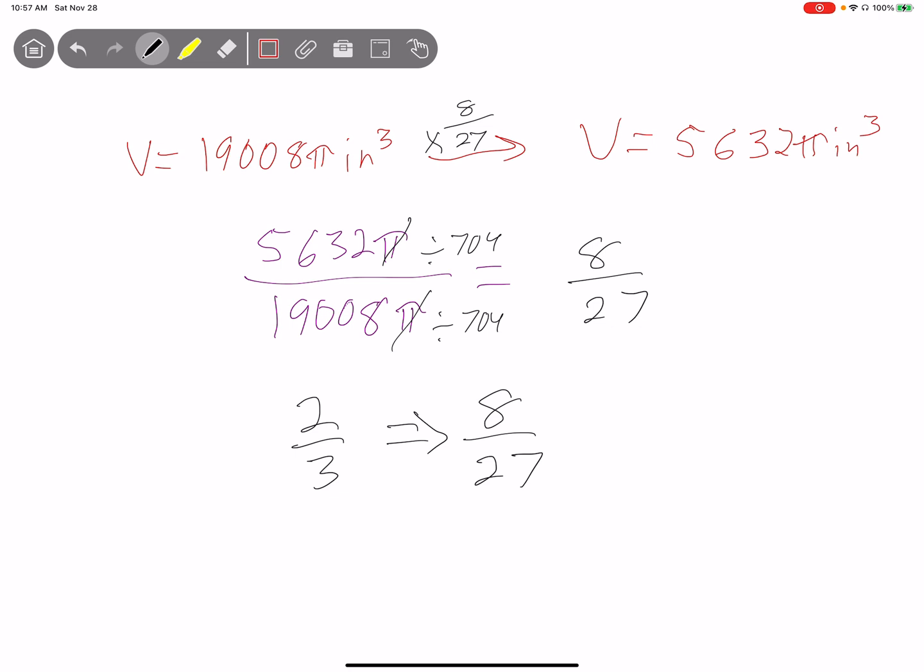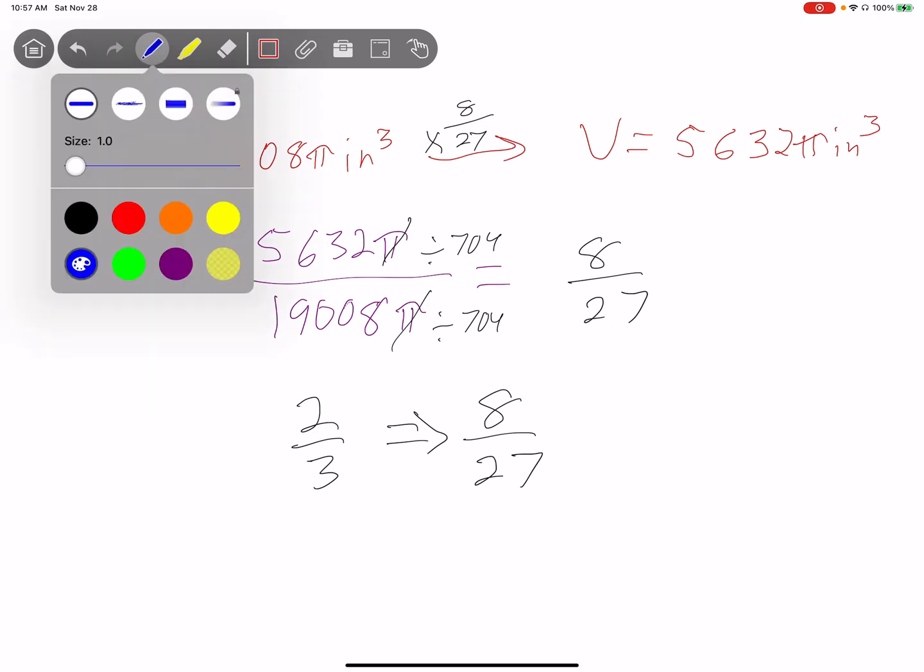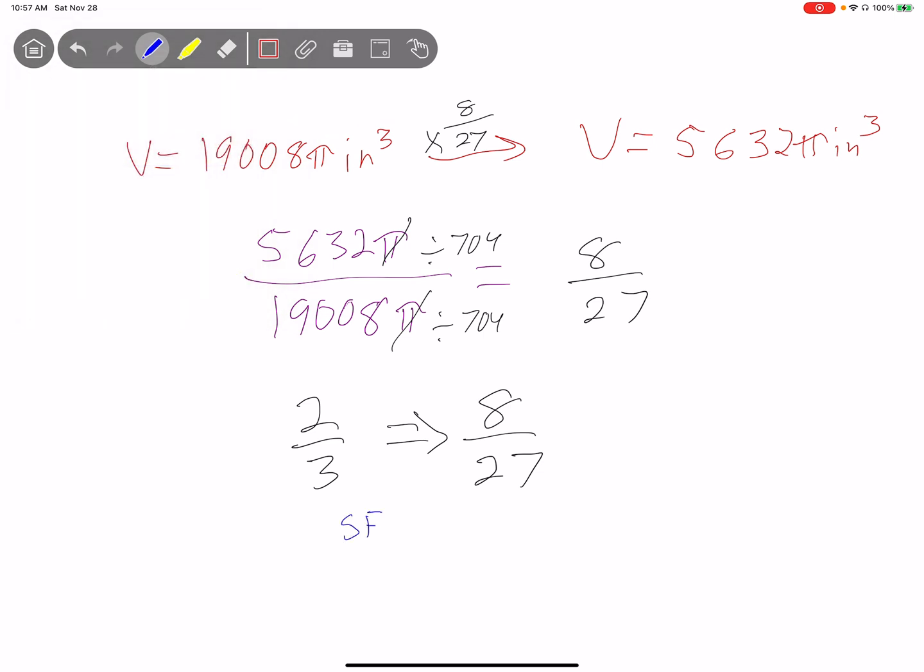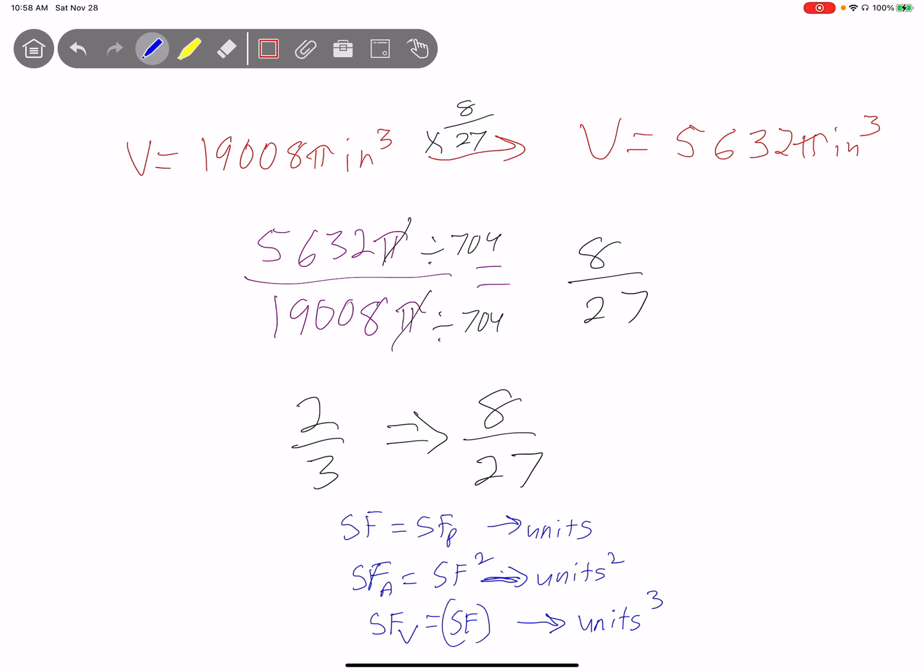We're going to have to take a blast from the past right here. Remember, scale factor is equal to the scale factor of the perimeter. Scale factor of the area, however, is equal to the scale factor squared. Area is always in units squared. Well, now we're talking about the scale factor of the volume, which is always in units cubed. So guess what I'm going to do with that scale factor? I'm going to cube it.